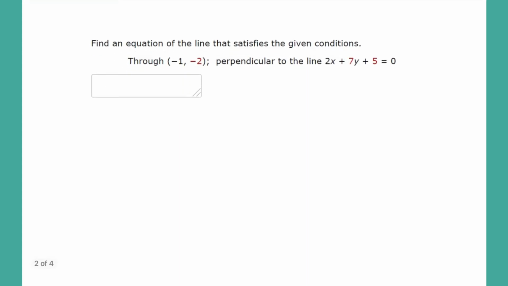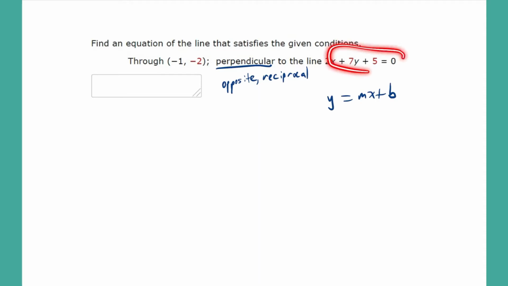All right, find an equation of the line once again, and it's got to satisfy this condition here. So it's got to be perpendicular to this line, and it has to go through that point. What we know about perpendicular lines is that their slopes are opposite reciprocals of one another. So if we can find the slope of this line, then we would just take the opposite reciprocal of that, and that would give us the slope of our line.